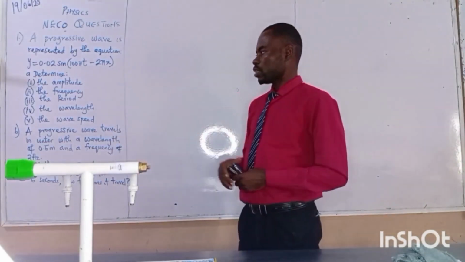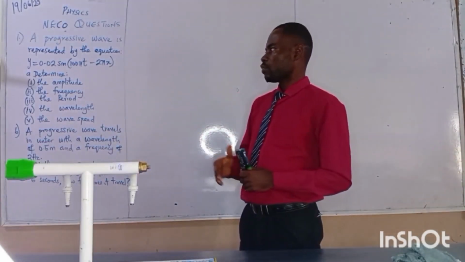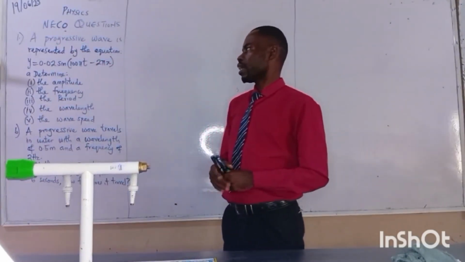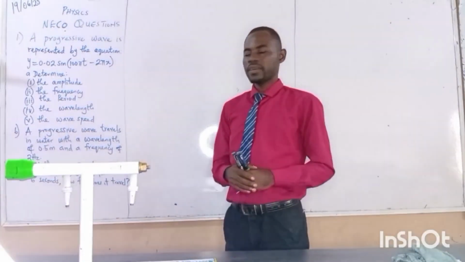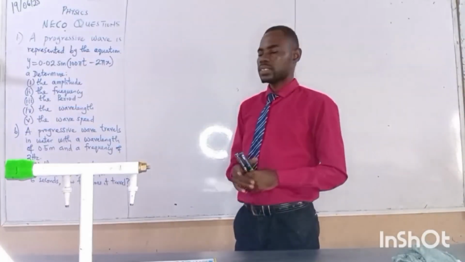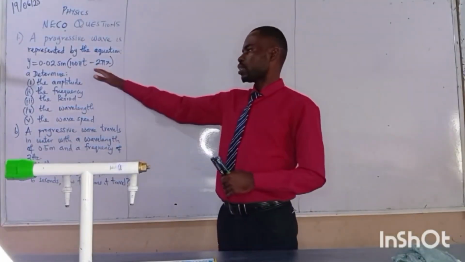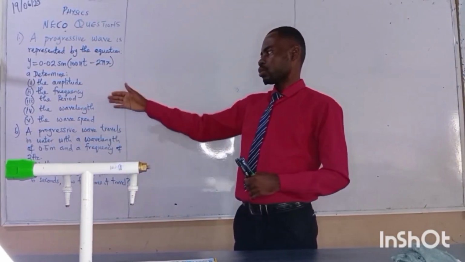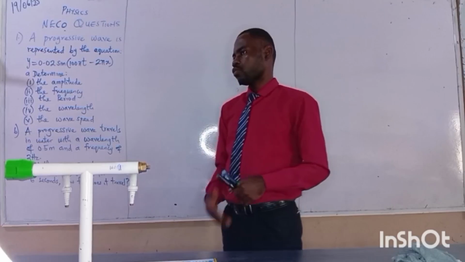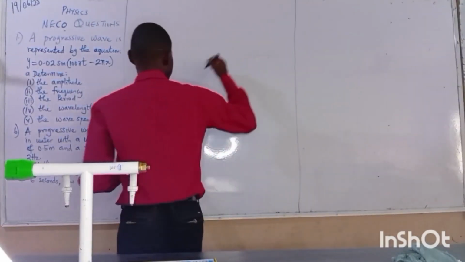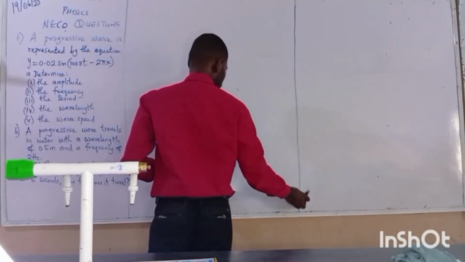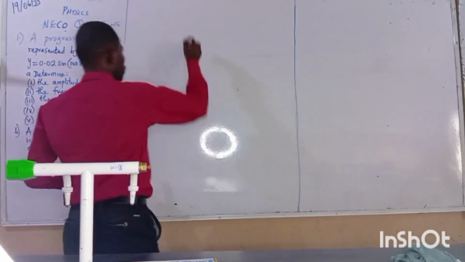So let's solve the question on the board. Here we have a NECO question saying a progressive wave is represented by the equation y equals 0.02 sine open bracket 100 pi t minus 2 pi x, and we are told to determine the amplitude, the frequency, the period, the wavelength, and the wave speed. Now let's start. Solution.